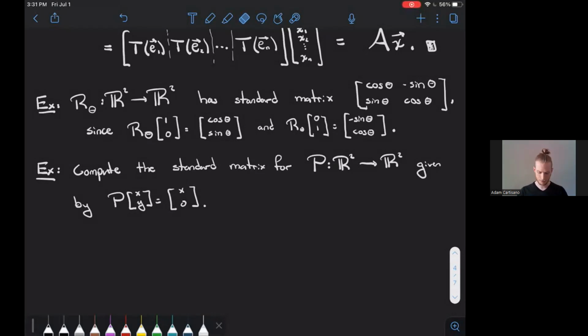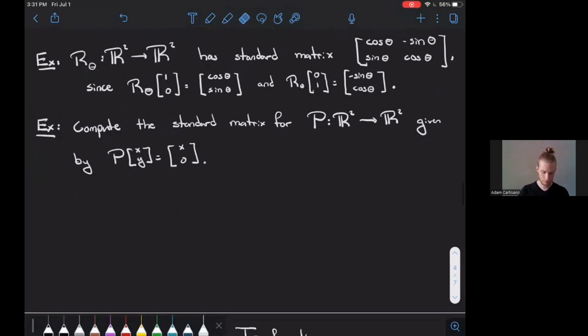Let me draw that for you. If I have some vector here, I'm imagining drawing vertical light beams, right? What survives when I cast my shadow on the x-axis is just the x component of that vector. So the y component is 0 in the output.